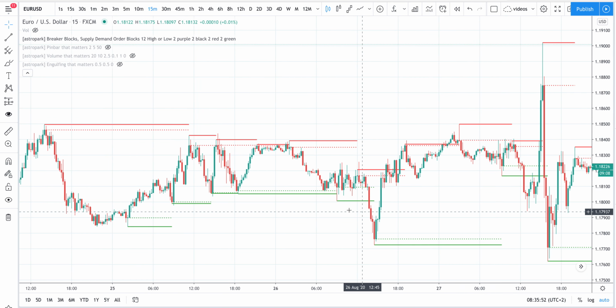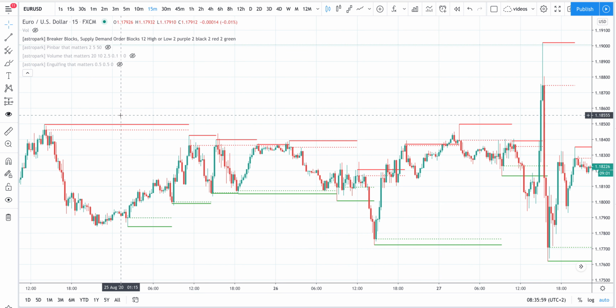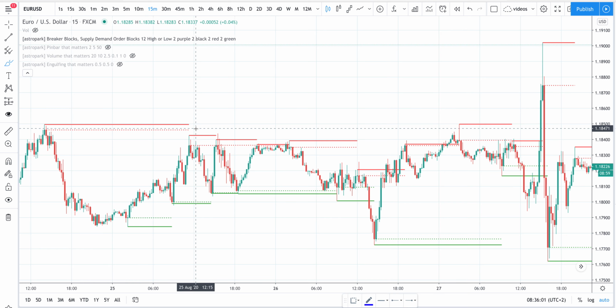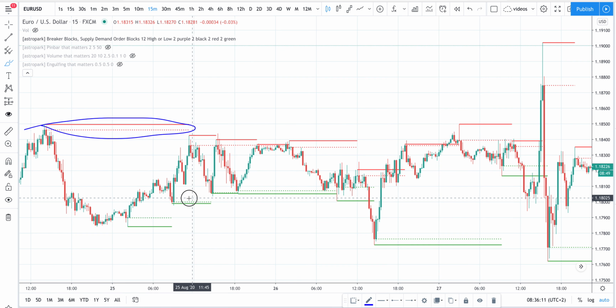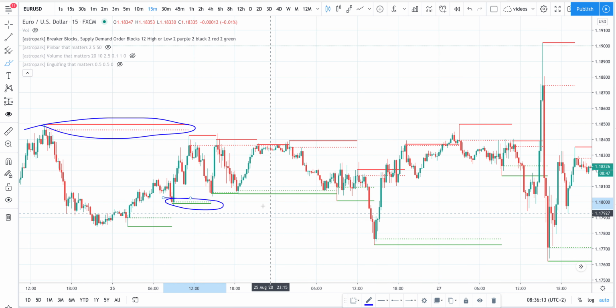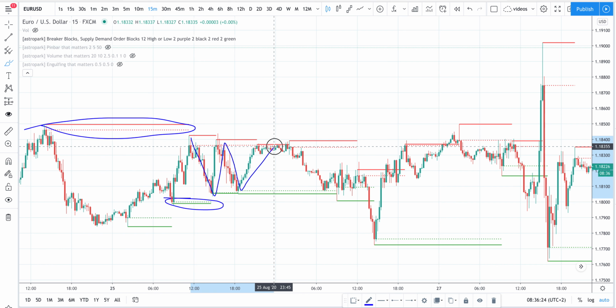So here, for example, you have some good trades you can do here. So shorting the supply and longing this demand. So here you short, here long, short, long, short, long.